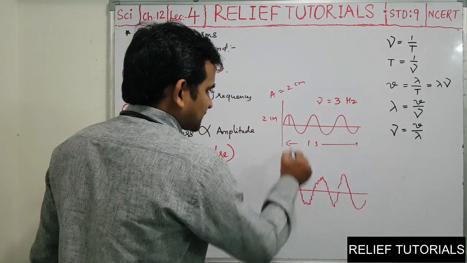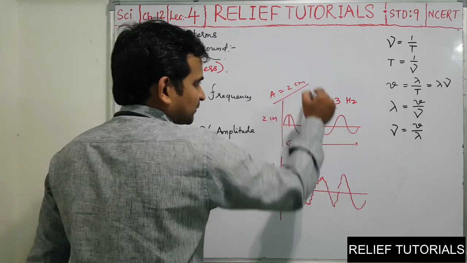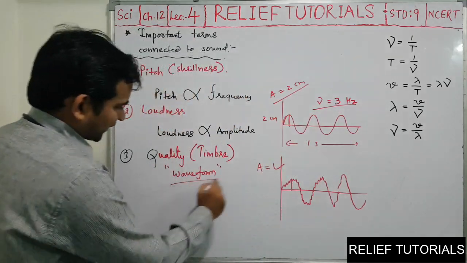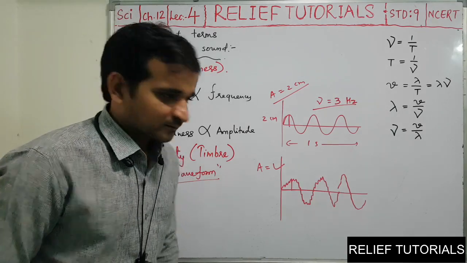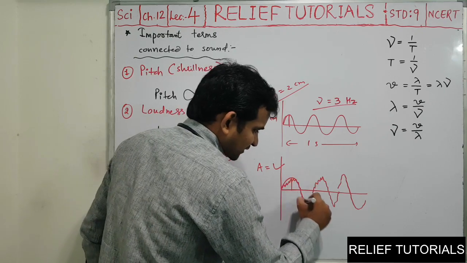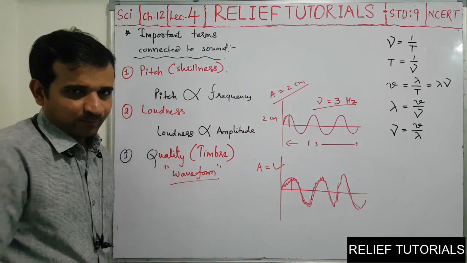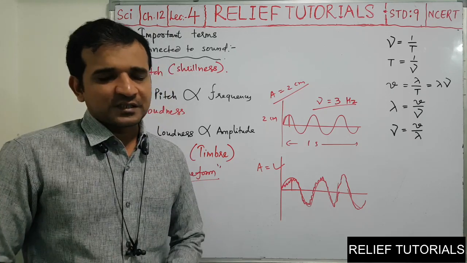Okay. So height is the same, so amplitude is the same at 2 centimeters, and frequency is the same in 1, 2 and 3. But look, the waveform is different. What is different? The wave formation is different. You can see that the wave formation is different here, and this is nothing but the quality, the waveform, which makes each and every person different from each other.